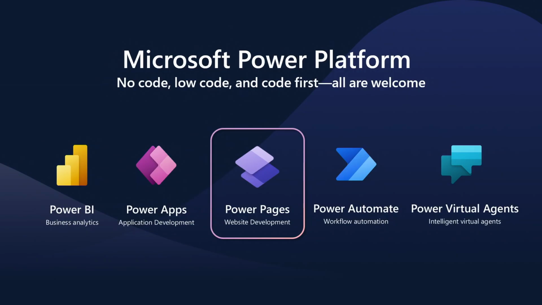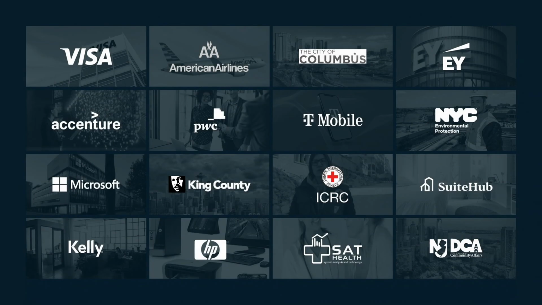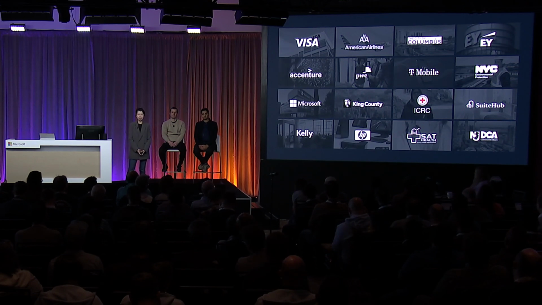Power Pages is one of the 5 offerings in the Power Platform. Power Pages is a low-code platform for building and launching enterprise-grade websites for collecting and sharing business data with external audiences. Power Pages is widely adopted and trusted by enterprises like Visa, Accenture, T-Mobile, and others. 67% of Fortune 500 companies are using Power Pages, and Power Pages is serving more than 160 million monthly active users.